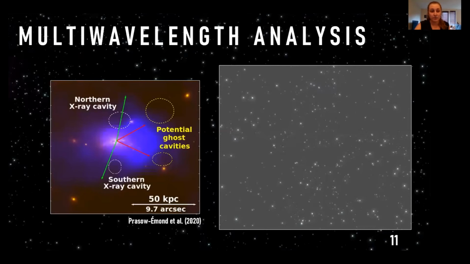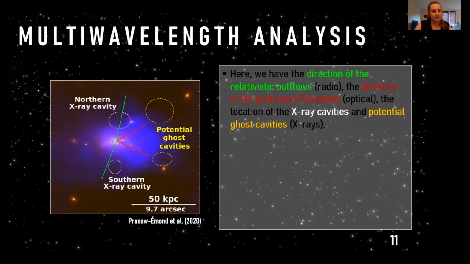So here we have the multi-wavelength analysis of our cluster: radio, X-ray, and visible data all combined. In this image, in green, we have the direction of the relativistic outflow that, again, we can see at radio wavelengths. In red, we have the direction of the prominent filaments that we can see in visible light. Here we have the X-ray cavities in white and potential ghost cavities in yellow.